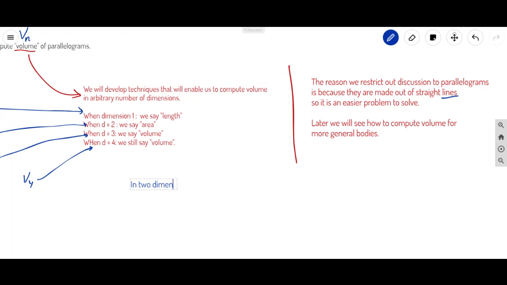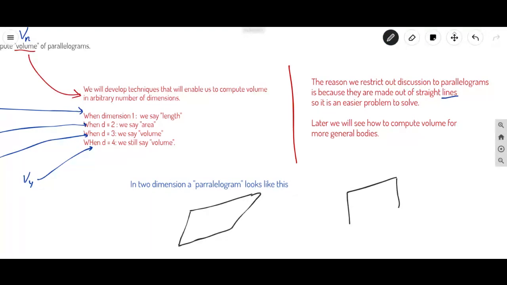For example, in two dimensions, a parallelogram looks like this. You have something that looks like this. Okay, that's a parallelogram. In 3 dimensions, the picture is a little bit more complicated, but it's sort of the same idea. It goes something like that.